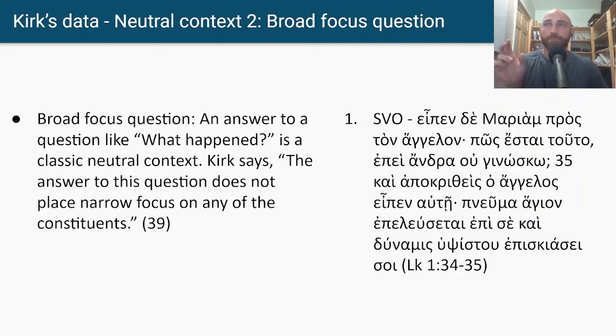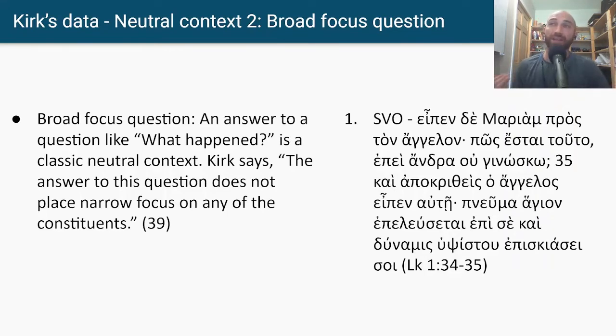So here we have the angel answering her, and there's two clauses. Pneuma hagion starts the first one, and that's the subject. Then we have the verb epeleusetai, which is not transitive. So we have subject verb, and we don't have an object. So again, this isn't the best example because we don't have an object.